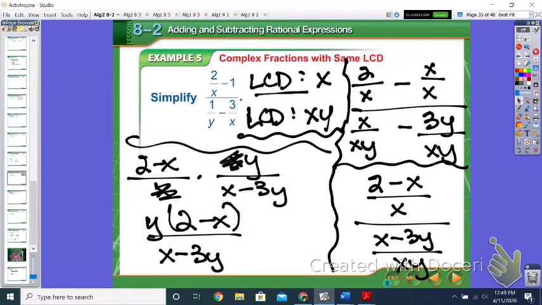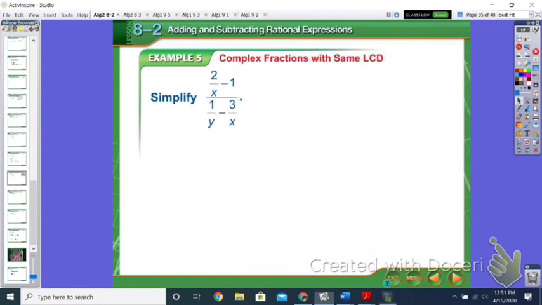Okay, and then I want to look, can I simplify any more? I can't take anything out of x minus 3y, or factor that in any other way. Same with the numerator, can't be factored anymore, so looks like that's it. Y times 2 minus x over x minus 3y. Yeah, so they distributed the y in the numerator. That's fine, whether you do that or not. Doesn't really make a difference. Okay.